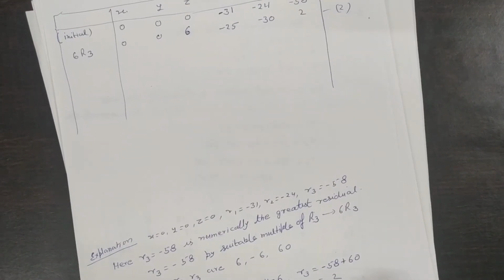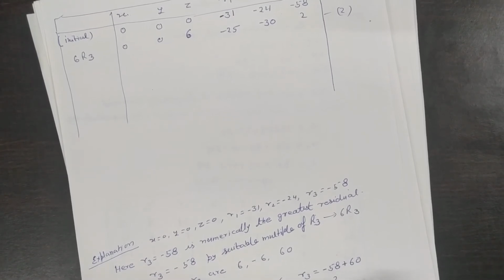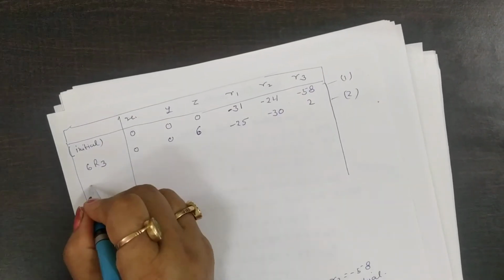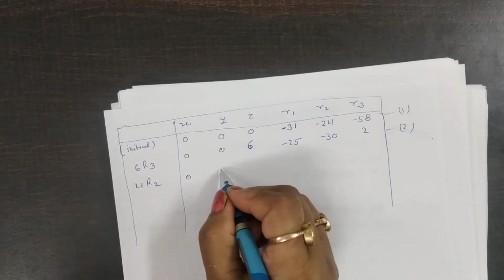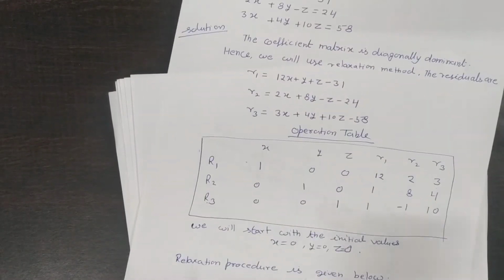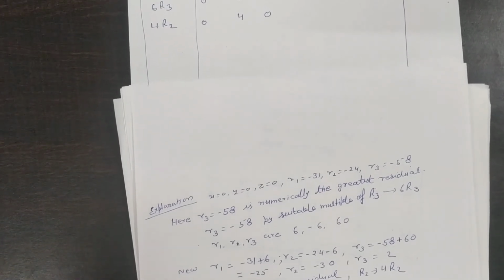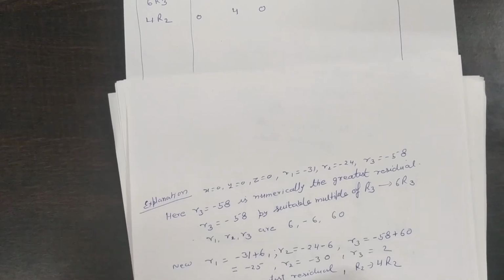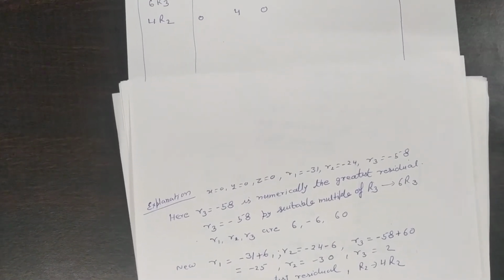So you take the operation R2 as 4R2. If you take 4R2, then this becomes 0, 4, 0, and R1, R2, R3 become 4, 32 and 16. Okay, students.